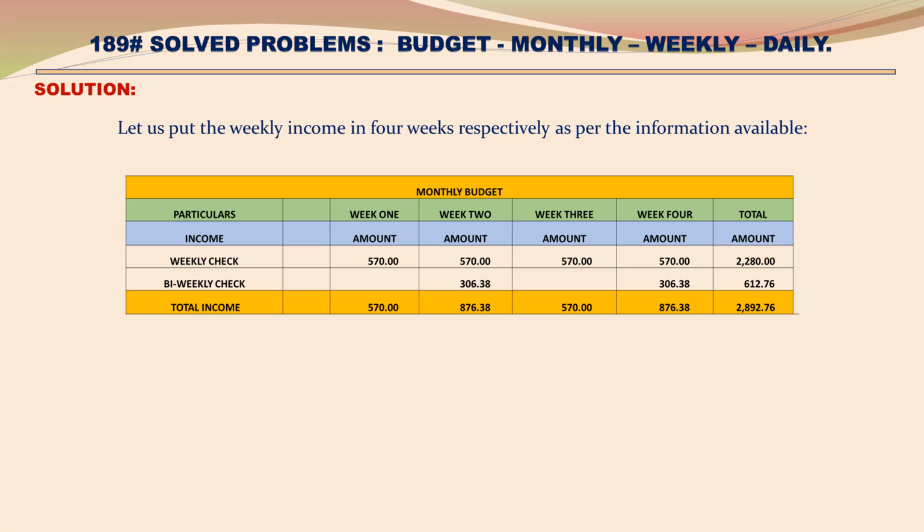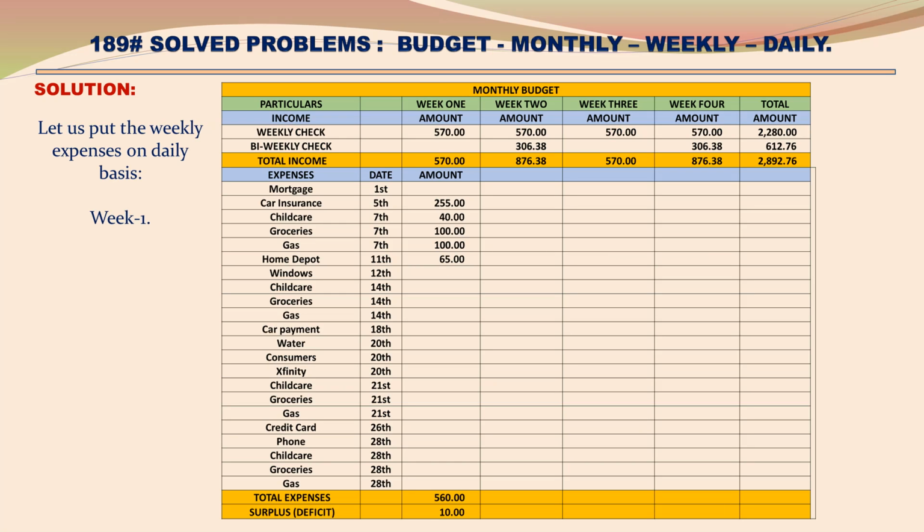Total 612.76. Total income: week 1 570, week 2 876, week 3 570, week 4 876.38. Total income 2892.76. Let us put the weekly expenses on a daily basis. Week 1: car insurance on 5th 255, child care on 7th 40, groceries on 7th 100, gas on 7th 100, home department 11th 65. Total 560. Surplus or deficit from the income: 570 is the income, 560 expenses, 10 is the surplus during the first week.